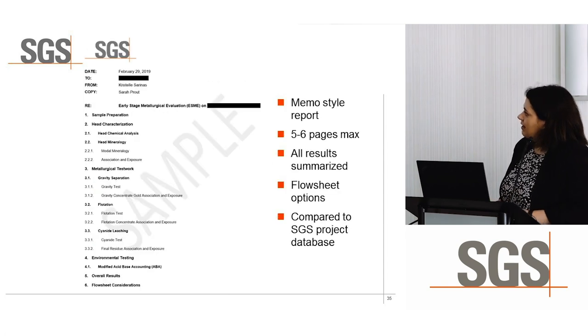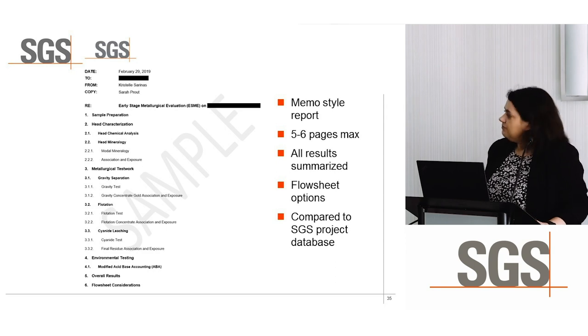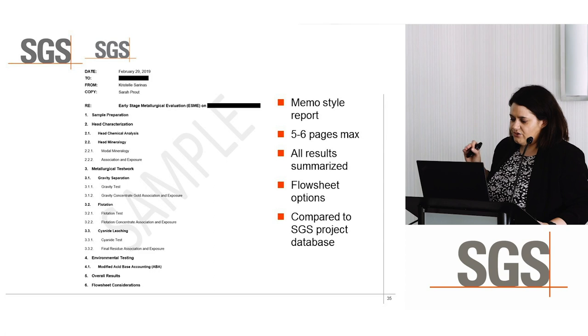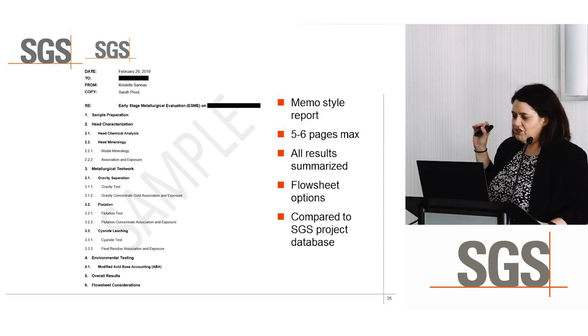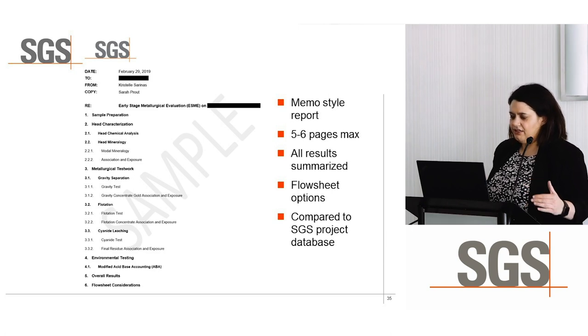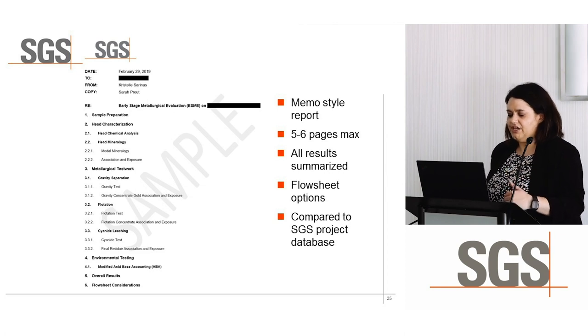This is an example of the report. These are just the major titles. Basically, you'll have sample preparation, head characterization in terms of chemical and head mineralogy. You'll have metallurgical test work, and depending on what the flow sheet is, you might have gravity, flotation, cyanide leaching, and then a little bit about the environmental testing, and then the overall results and flow sheet considerations.